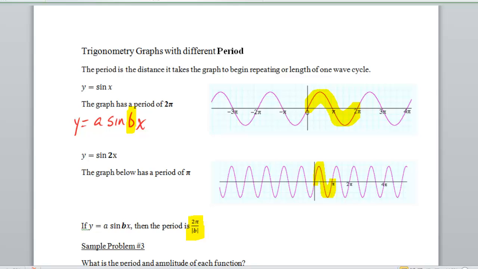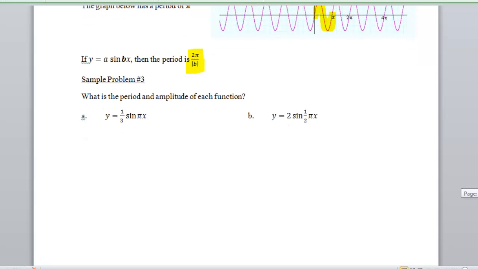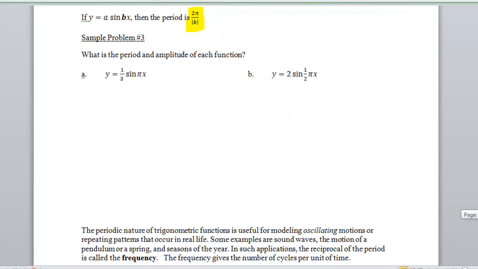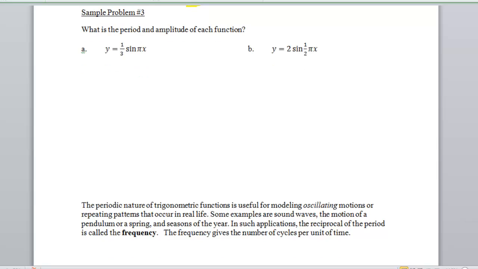As you move into advanced math, they will go into much greater detail regarding amplitude, period and frequencies, but this is a good introduction to trig graphs. Now, for sample problem 3, instead of graphing, we have you doing some identification of the period and the amplitude. So go ahead and try sample problem number 3 real quick, and then I'll give you a demonstration.